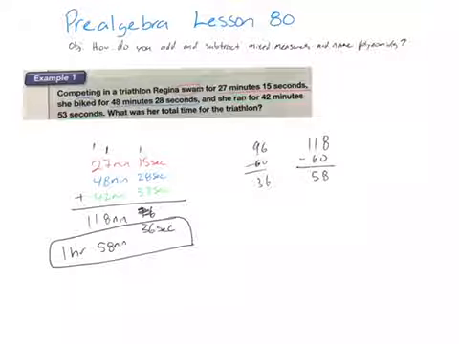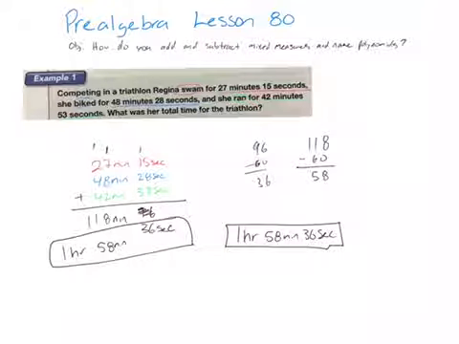It's kind of messy, so I'd probably write it like this. 1 hour, 58 minutes, 36 seconds. Because we always want our answer to be nice and neat, so ignore this one over here.